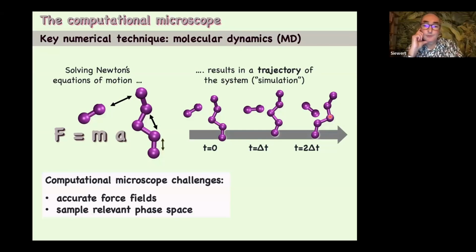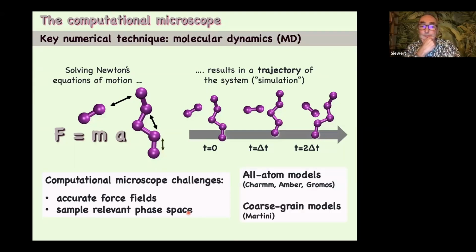So of course there are some challenges to run this realistically. First, you need to describe these forces between the particles accurately, and for this you need accurate force fields. The second challenge is to generate enough of these configurations that you can actually calculate equilibrium properties of the system that you are simulating. So this is the sampling of the phase space that is available to your system.